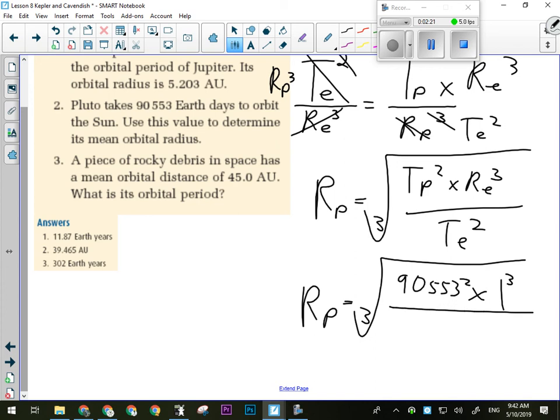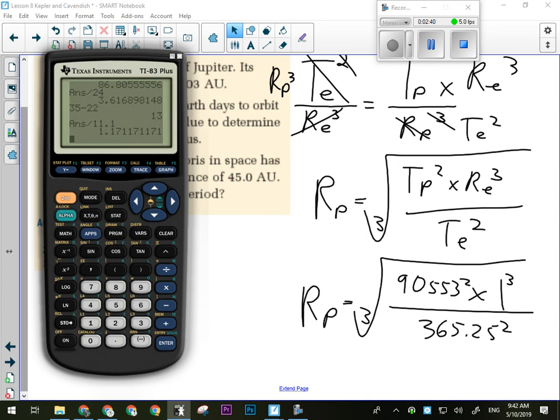And then I'm going to divide that by the period of Earth's orbit, which is 365.25. Remember, that's why we have a leap year every 4 years. There's an extra quarter day that we have to account for. All right. So when I plug that in, you have to hit the math button and then 4 to get the cube root. Okay, and that's going to be 90,553 squared divided by 365.25 cubed, or squared, sorry.